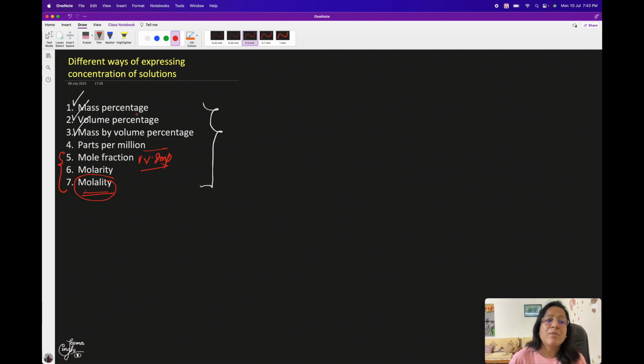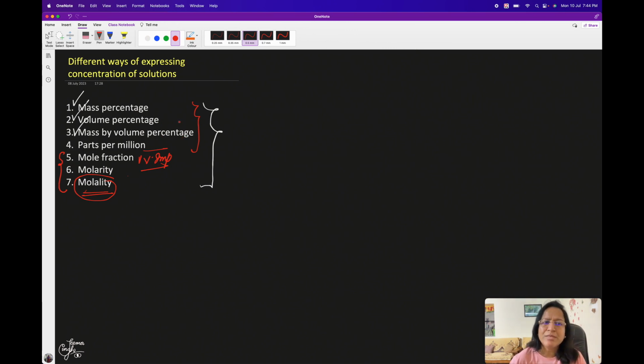It doesn't mean that mass percentage, volume percentage, mass by volume percentage are not important. Somewhere in a few numericals, it will be given that this has this much percentage by mass of solute, right? Calculate molarity or calculate mole fraction and so on. So you might not get a standalone question from these 4 topics, but they can be used for solving the numerical further, right? So begin with mass percentage, volume percentage, and mass by volume percentage in today's class, and we'll wind up with this, right?